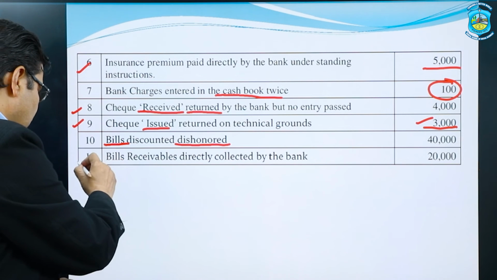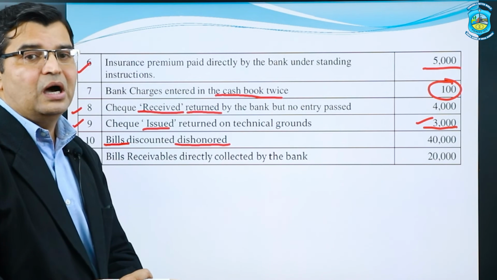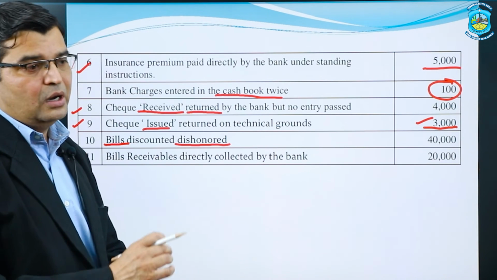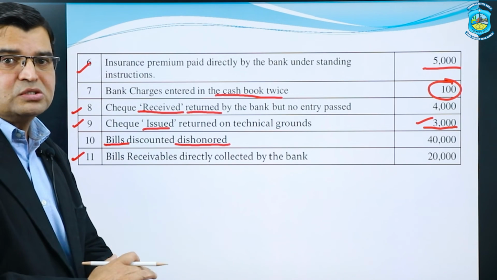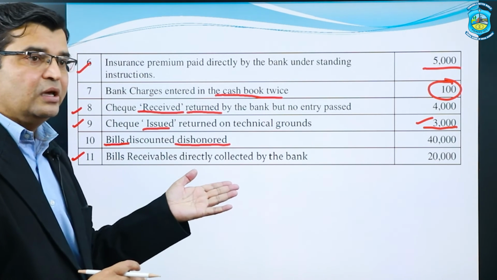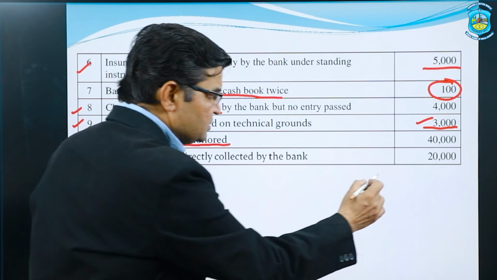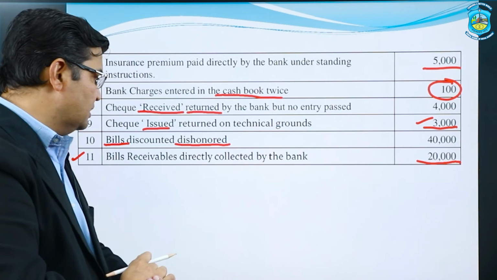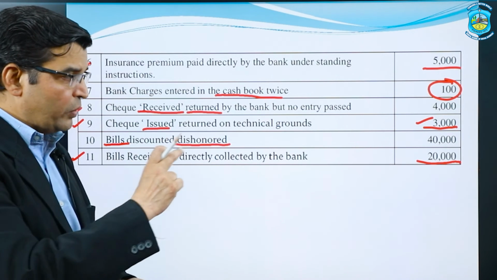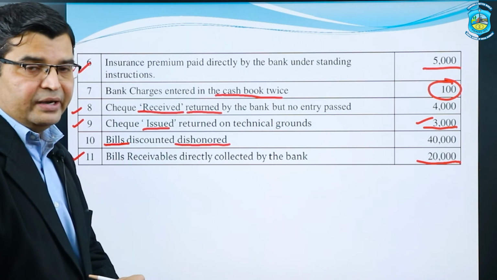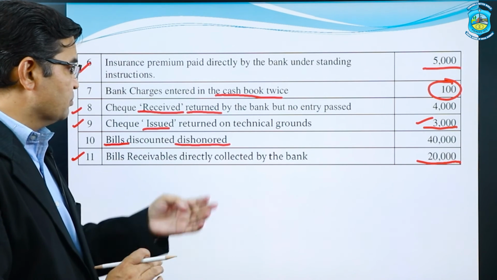And finally, 11th point is bills receivable directly collected by the bank. It means those bills which have already been sent to the bank by us, to collect in our favor directly in our account, the bank has done that. Those instructions have been followed by the bank. So bills receivable directly collected by bank means the amount of 20,000 of bills receivable was directly credited by the bank in our account. So these are some points.